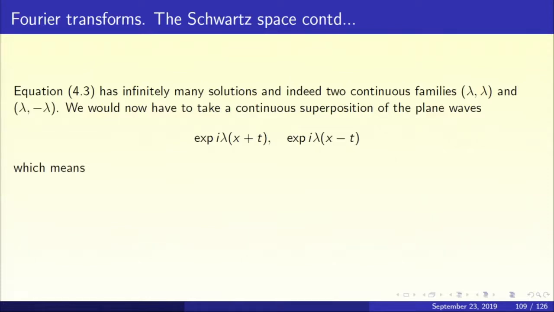So now we would have to take a continuous superposition of plane waves. So what are our special solutions? Exponential of i lambda times (x plus t), exponential of i lambda times (x minus t). So now we have a whole lot of special solutions. We have a one parameter family of special solutions.